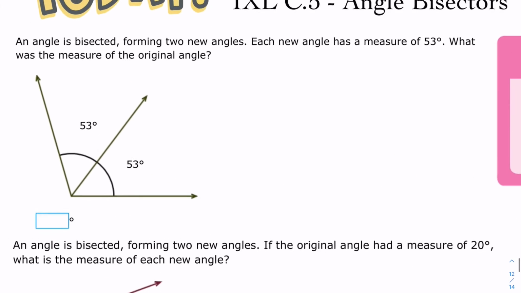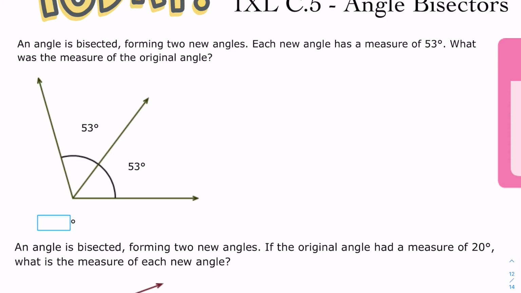And in this case, so here's the question. If an angle is bisected, forming two new angles, each angle has a measure of 53. What was the measure of the original angle? Well, what we're going to have to do is just add these together because the original angle was 53 degrees and 53 degrees, which was a total of 106 degrees. Therefore, 106 is our answer. All right, so this whole thing, if I draw it in here, was 106 degrees. And it was split by an angle bisector being this ray. That ray was an angle bisector that broke it into two.